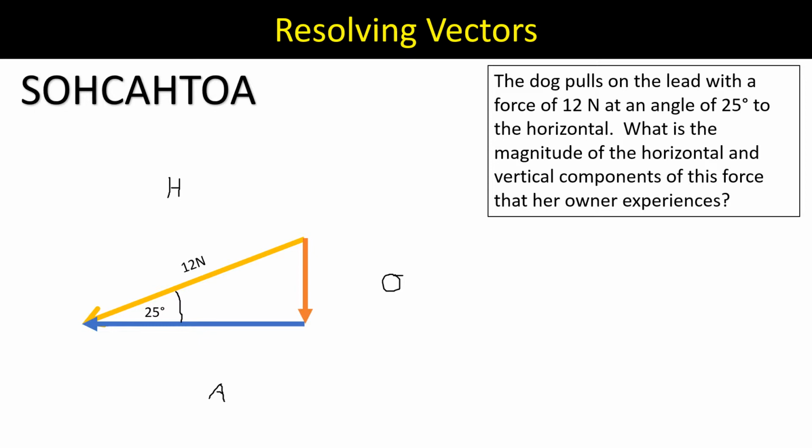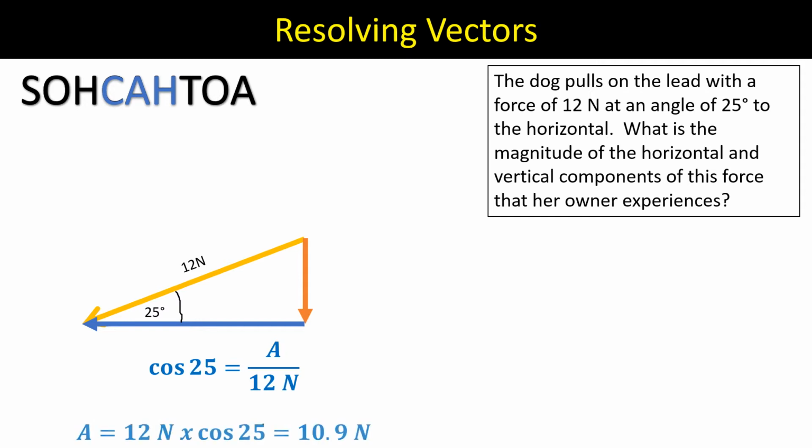So with SOHCAHTOA, we have the hypotenuse and the angle, and we're looking for the adjacent side for the horizontal component. Therefore, we're going to use cos of the angle equals the adjacent over the hypotenuse. So that gives us this calculation: cos 25 equals the adjacent over the hypotenuse of 12 newtons. When you rearrange that, it's 12 newtons times cos 25, giving you a value of 10.9 newtons, or to two significant figures, that would be 11 newtons.